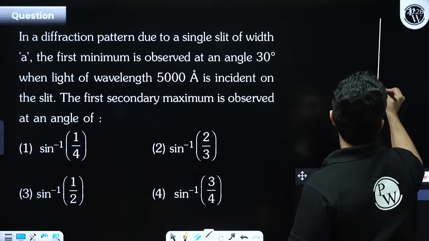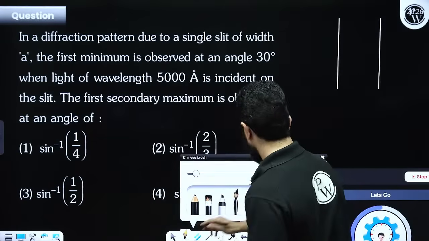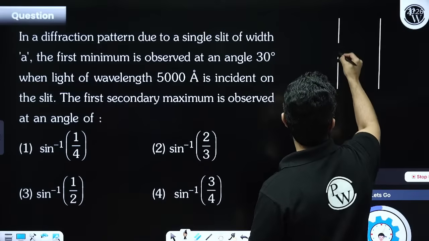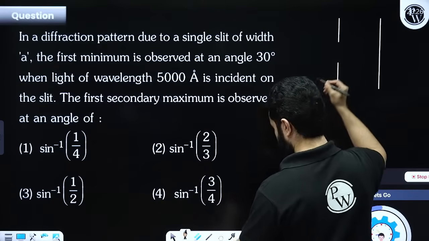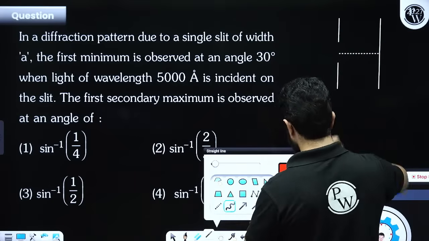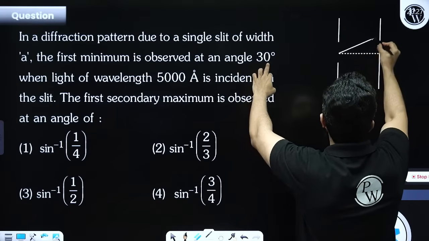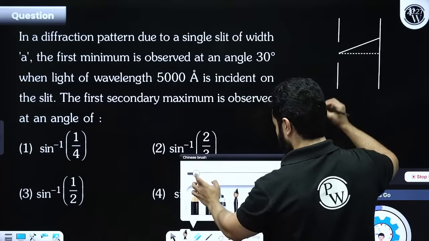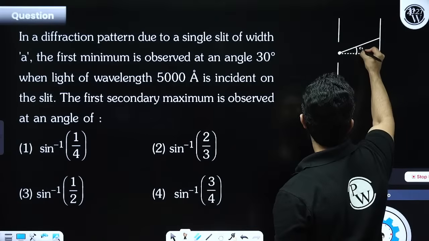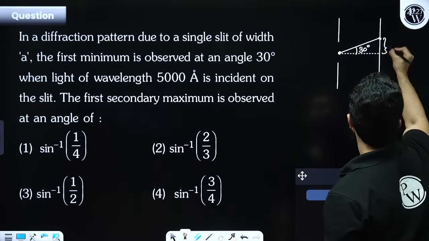Let's suppose this is your screen and we have got a single slit over here. Take a single slit. So let's suppose they are saying that we are having first minima at 30 degrees. So this angle is, mind you, 30 degree. Okay, so here we have got the first minima.